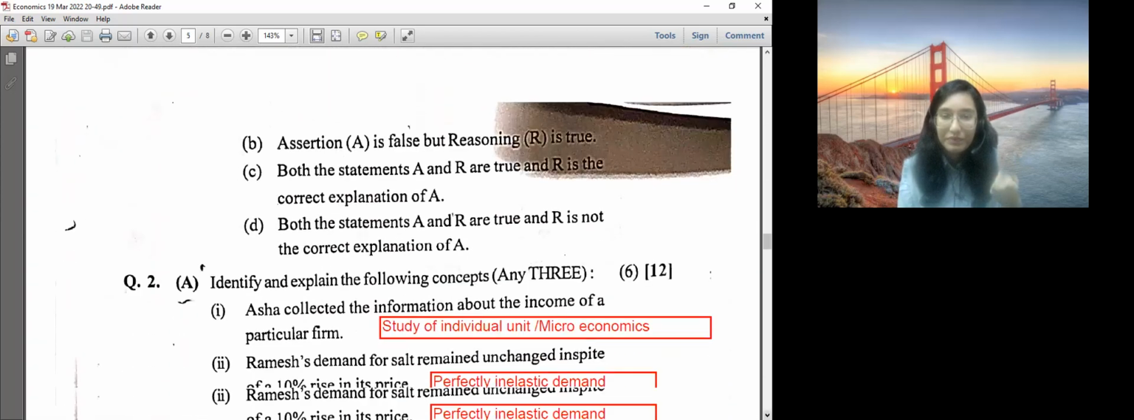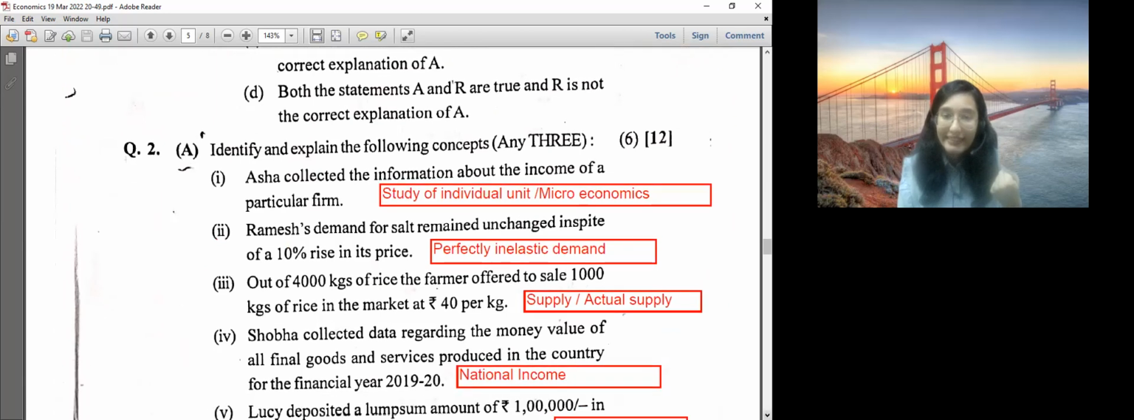Okay. Then let us identify. Asha collects information about the income of a particular firm. It is one firm, so it is the study of individual units, or microeconomics. Ramesh demands salt. Salt is something you cannot postpone, so even if its rate increases, we still have to buy it. Therefore, it is an inelastic demand, something which you cannot postpone.